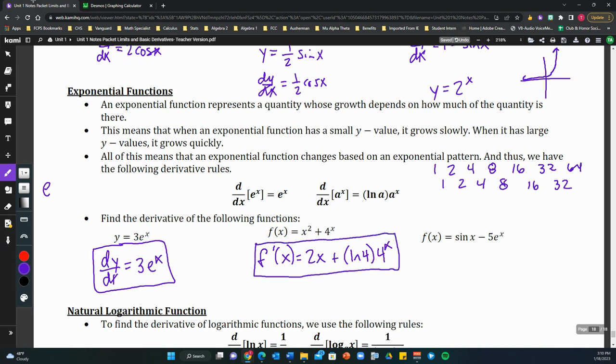And then our last one here, f of x equals sine of x minus 5e to the x. Derivative of sine would be cosine. And then 5e to the x again is itself, 5e to the x. These exponential functions are very fun to investigate and mess around with, but as far as coming up with their equations for the derivatives, it's very simple and straightforward.